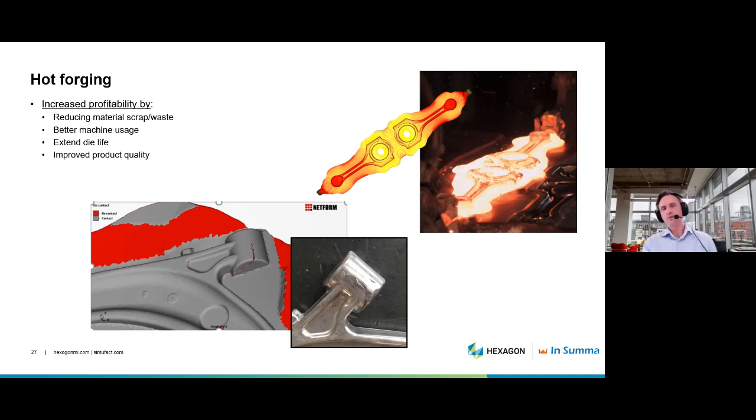And then, of course, if you do everything correctly in a simulation, then you can extend the life of the tools so that they don't break after a certain number of cycles. And then, of course, overall quality of the product can be improved if you have a simulation technology which is used early on during the process development.